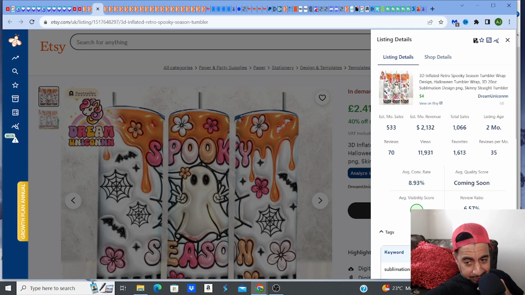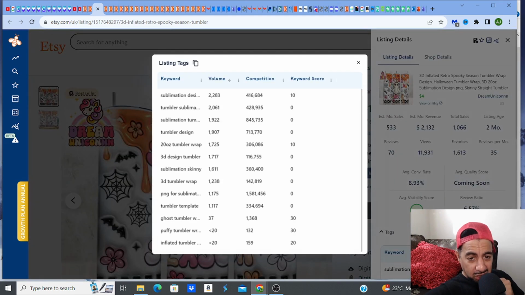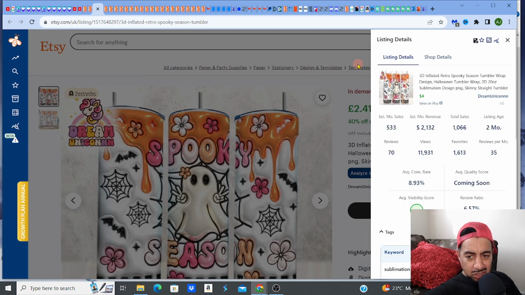But guys, this is what I'm saying to you. You got to really make sure that you look and analyze. And even things like this, guys, look at this. You got the puffy Tumbler wrap, inflated Tumbler wrap, which people do actually look for. So you need to make sure that you get into this one if you're doing tumblers. But like I said, if you're not doing tumblers, this strategy of looking and searching and finding stuff also does work. But this is a very, very quick way.